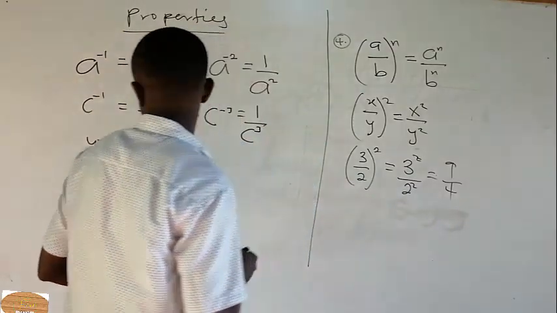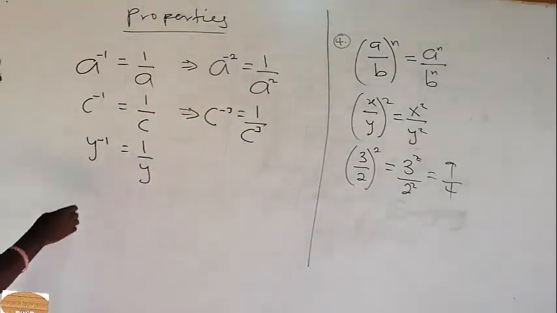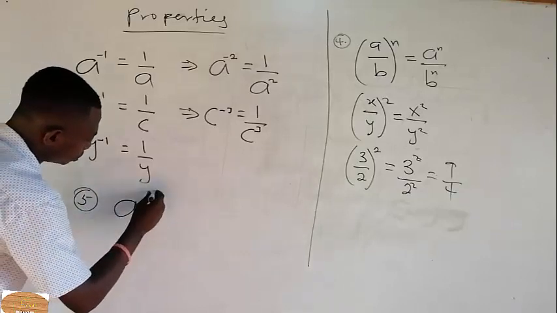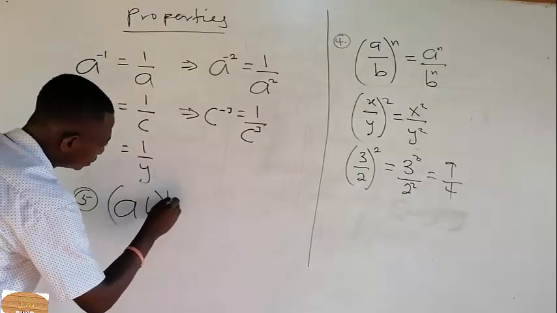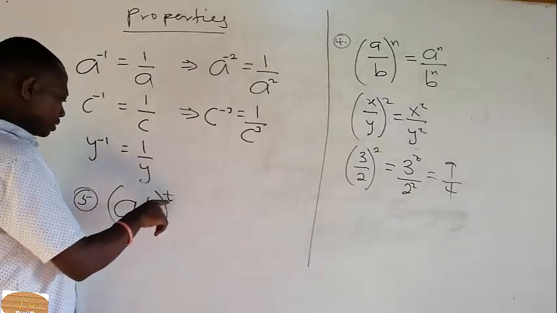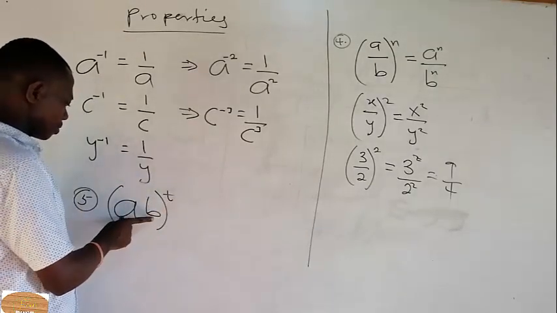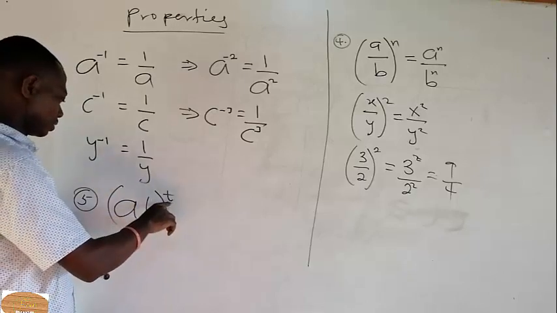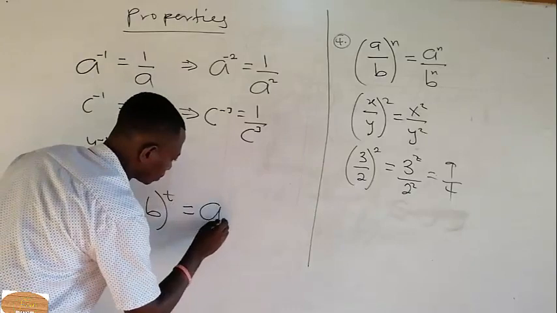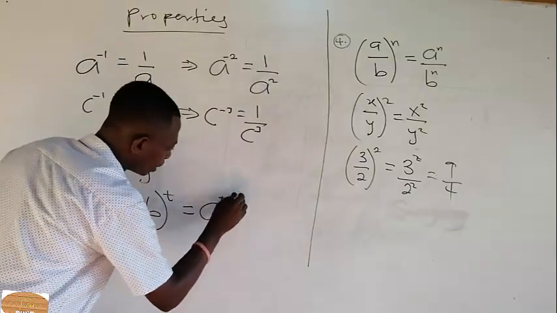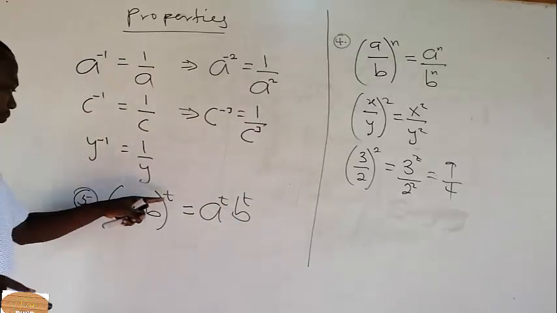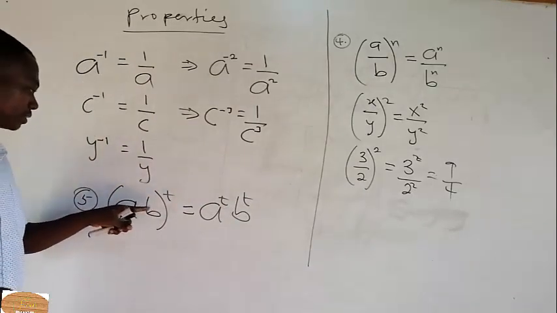Now, the fifth one, ab all to the power t. What this one means is that the t will affect everything. So this one is the same as a to the power t, then b to the power t. This will affect this and at the same time this.